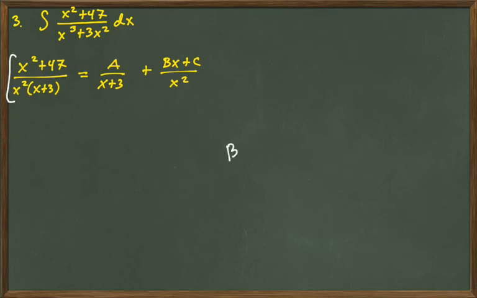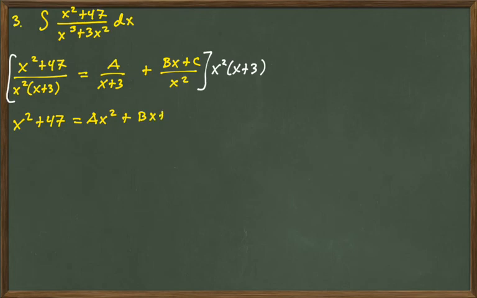You could also do B over x plus C over x squared. That would also work if you want to treat the x as a linear factor. Okay, we're going to multiply by the common denominator, x squared times x plus 3. So we have x squared plus 47 is equal to A times x squared plus Bx plus C times x plus 3. We have Ax squared plus Bx squared plus 3Bx plus Cx plus 3.